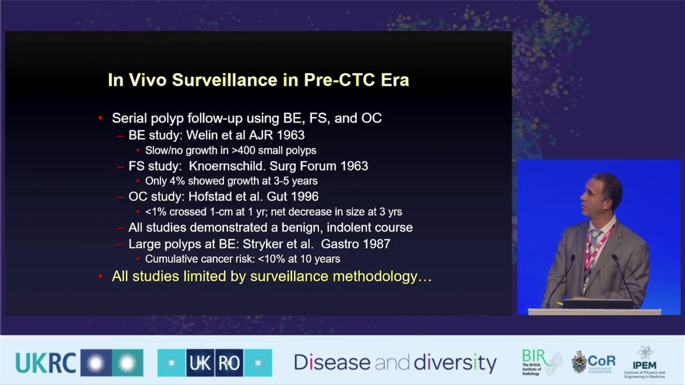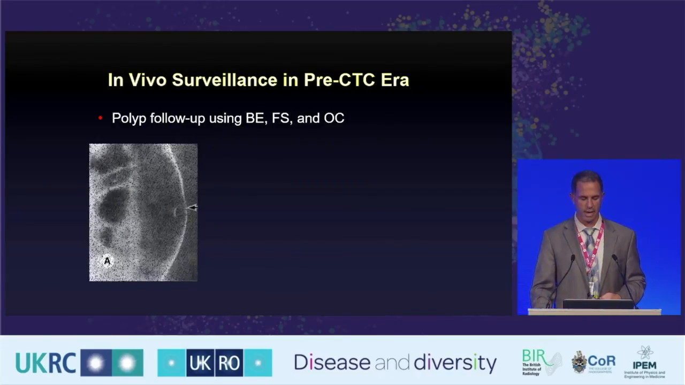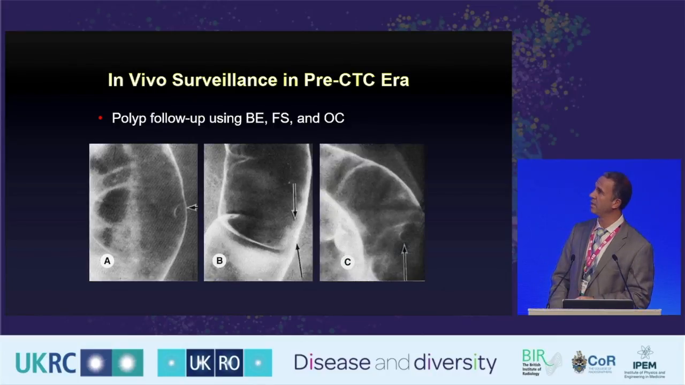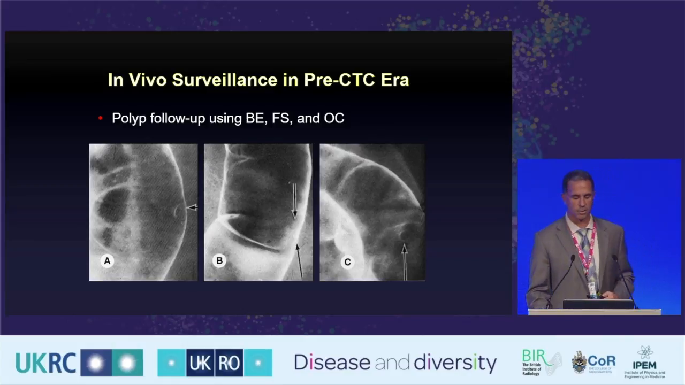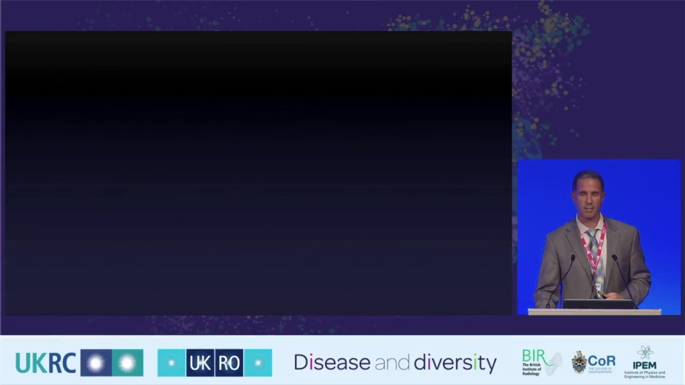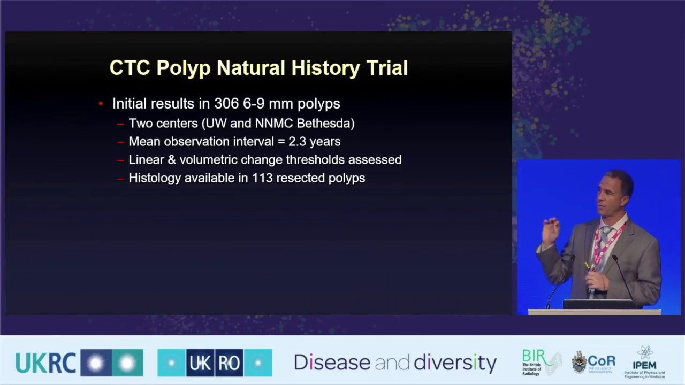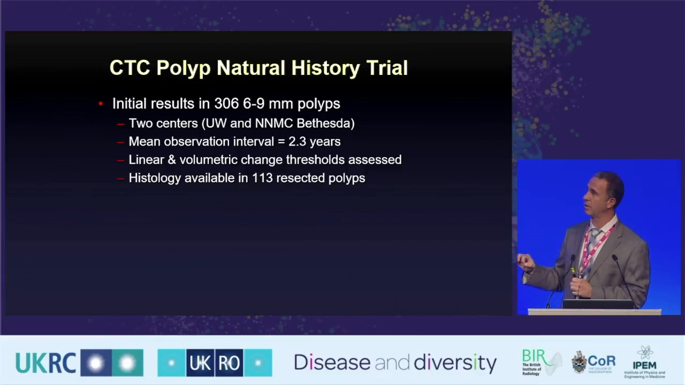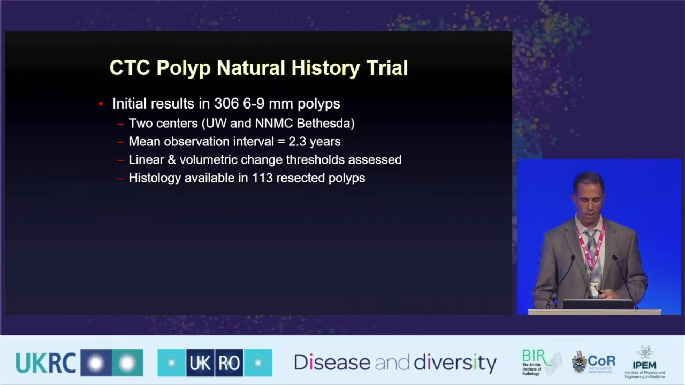All of these studies, however, have major limitations, as you can imagine. This is just an image from the BE study from 1963. They followed this small lesion. I'm not sure I can even see it here, but you can imagine the localization and measurement and confidence of detection is, in expert hands, probably okay, but nowhere near CTC. And you can imagine endoscopy is even harder. If you're not in the rectum or seeing the ileocecal valve, you really have no idea where you are, although it's an educated guess.